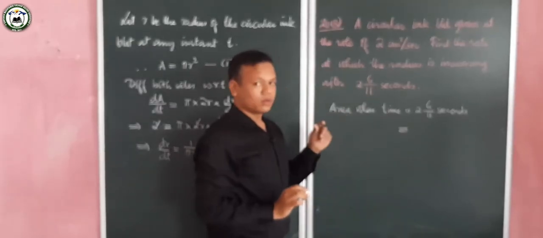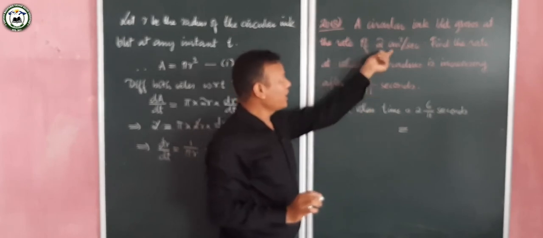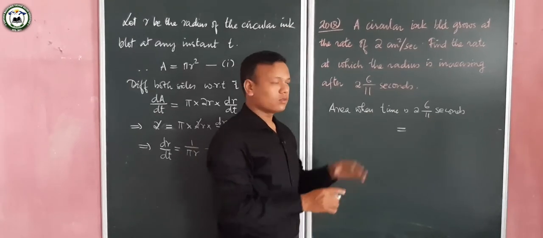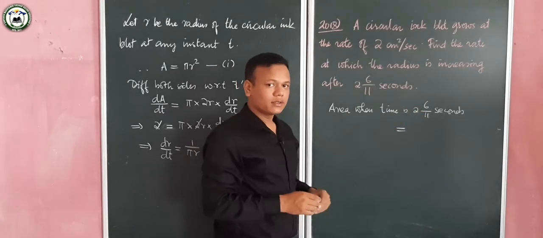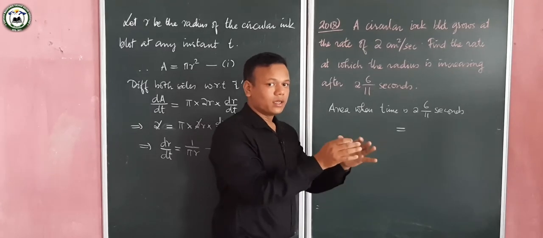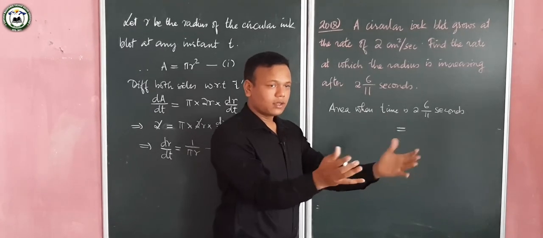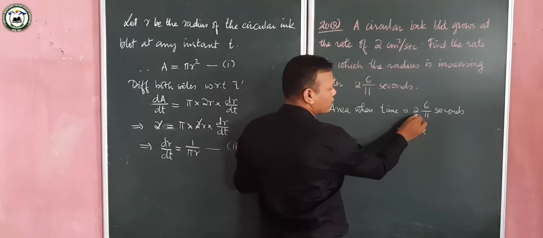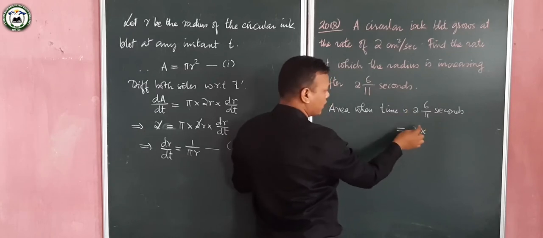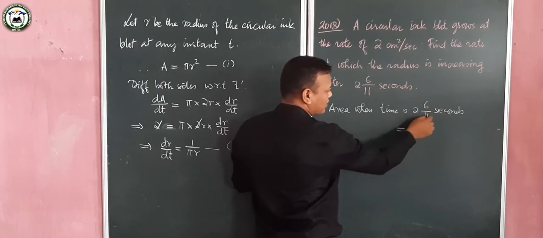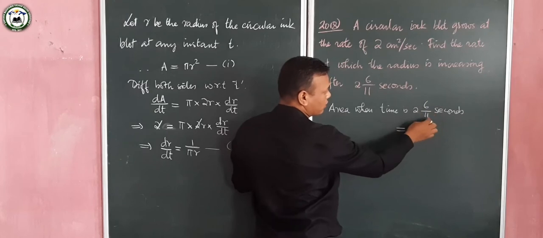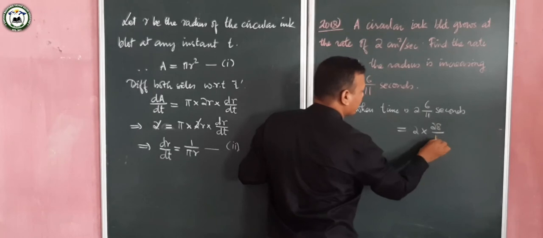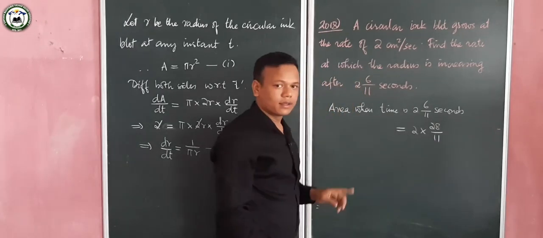At 1 second the area is this much, so now 2 and 6 by 11 is more, so the area will definitely be more. At 1 second it is 2 cm square, so at a longer time it will become larger. Then by the unitary method, it will be 2 into this many seconds. So if at 1 second it is 2, then at that time it is 2 into this quantity, and this quantity is 11 into 2, 22 plus 6, that is 28 by 11. So this will be my area.